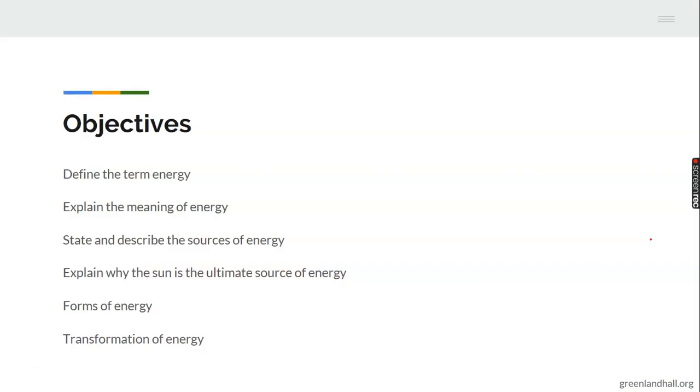Okay, over to our objective today. The first thing we are going to be looking at is that at the end of this class, we must be able to define the term energy. We must be able to explain the meaning of energy. We should be able to state and describe the sources of energy. And as well, we should be able to explain why the sun is the ultimate source of energy.